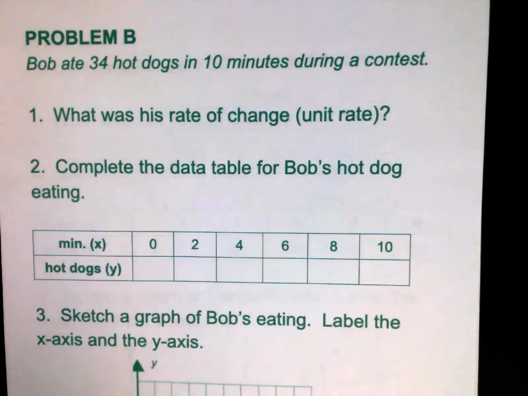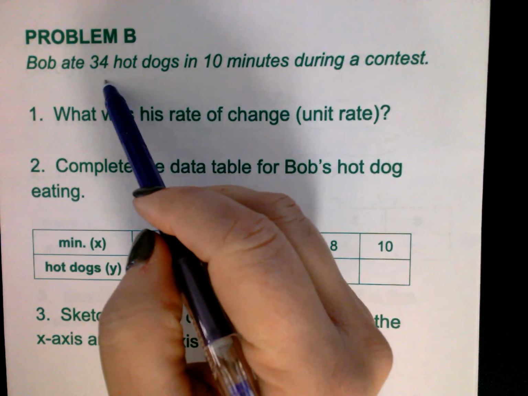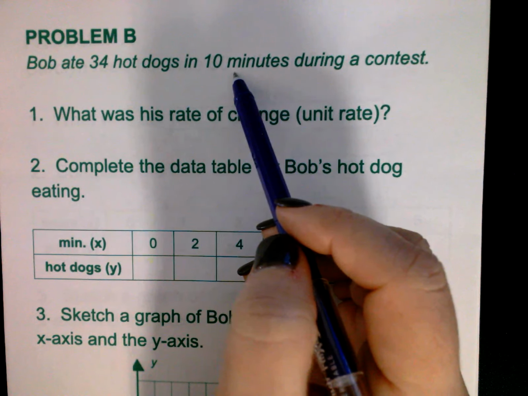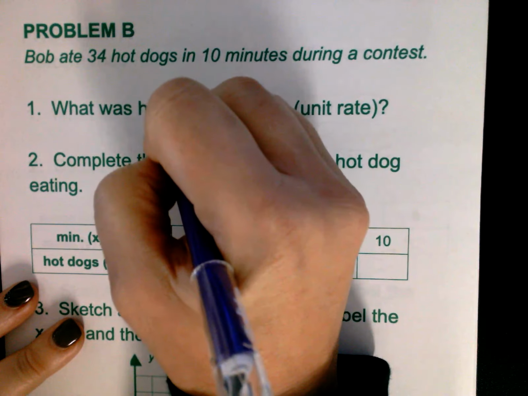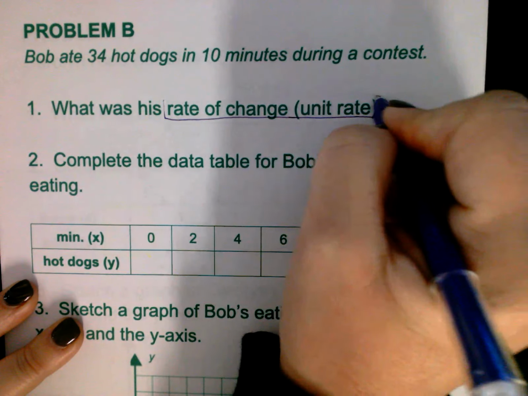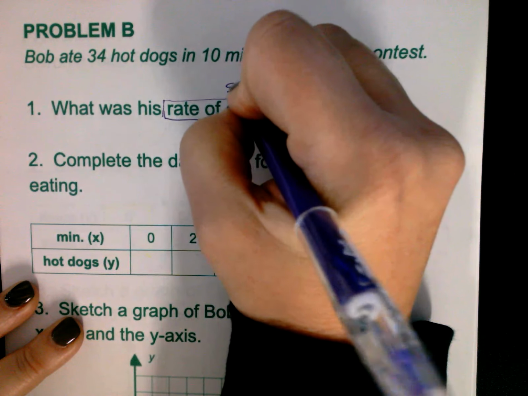Welcome back to part two. In part two, we're going to talk about Bob. He ate 34 hot dogs in 10 minutes during a contest. All right. What is his rate of change? Again, we can often think about that as what was the speed.